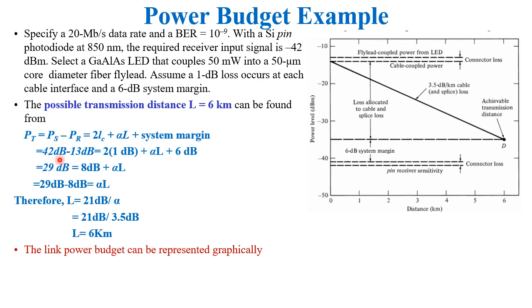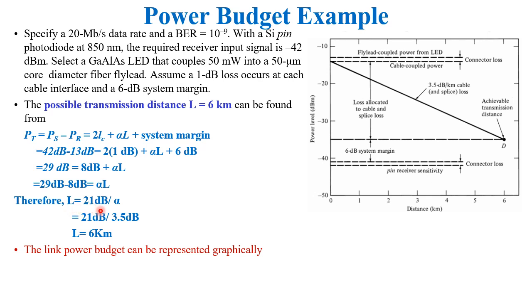Now 42 minus 13 is 29 dB, which is equal to 6 dB plus 2 dB, so we can write it as 8 dB plus alpha into L. So 29 minus 8 becomes 21, which is equal to alpha into L. Since the question is to find the possible transmission distance, we keep L on the left hand side and move the remaining to the right hand side.